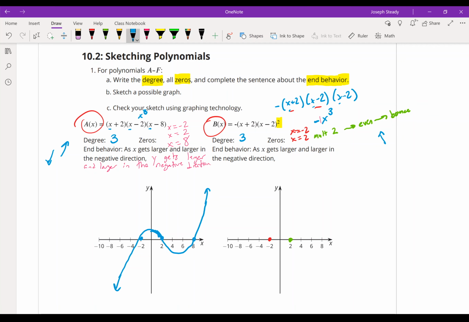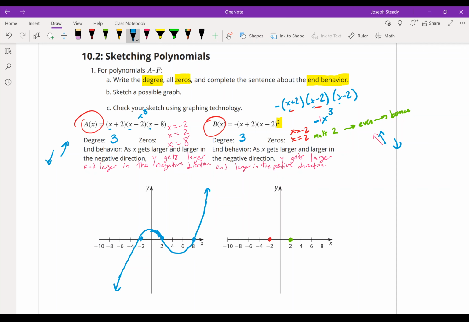On the left side, we're going up, and on the right side, we're going down. So to finish this sentence, as x gets larger and larger in the negative direction, y is also going to get larger and larger, but in the positive direction. It's going up. Y gets larger and larger in the positive direction. And I'll apologize for my handwriting, as I usually have to do.